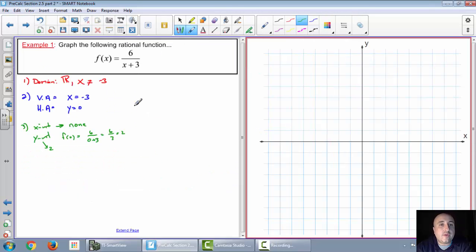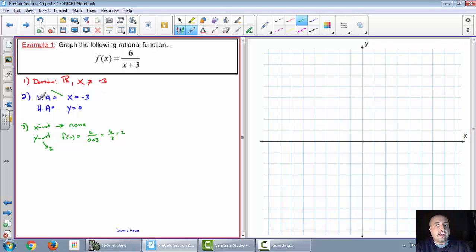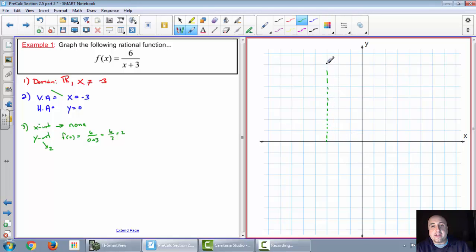All right, so let's graph what we have so far. We don't need to graph anything for our domain. Our vertical asymptote is at x equals -3. So I'm going to go 3 to the left and draw this dotted imaginary line at x equals -3, because our graph cannot touch at that spot. I'm also going to graph my horizontal asymptote, which is at y equals 0.